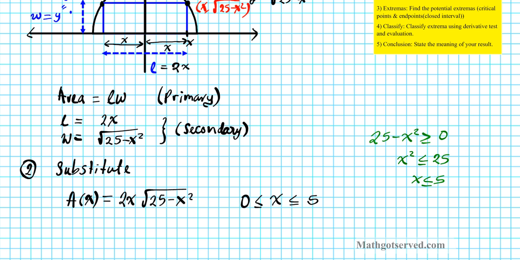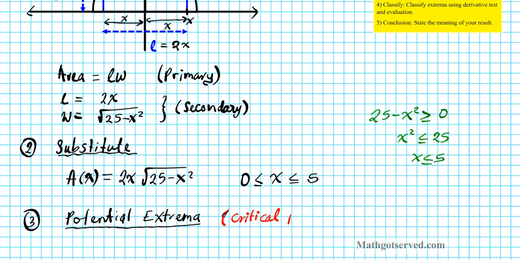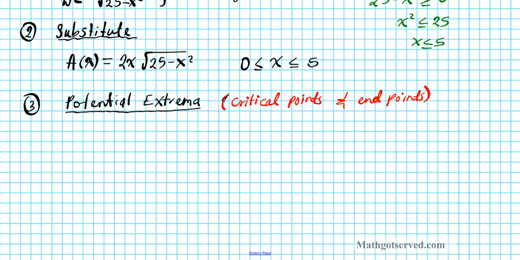For the extrema, we're going to find our potential extrema first before we classify them. Now, what are our potential extrema? Our potential extrema are our critical points and endpoints. So we have to find our critical points and endpoints. We're going to do that one by one. All right, let's find our critical points first.